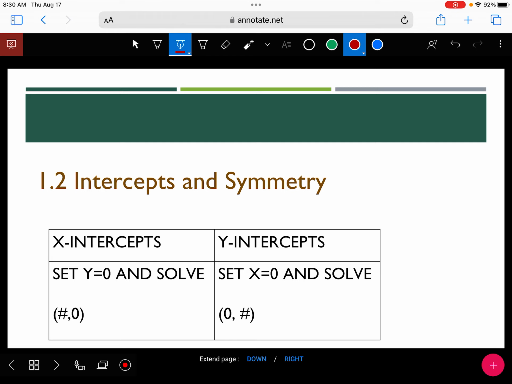If you don't remember how to find the x and y intercepts, to find the x-intercept, you set y equal to 0 and solve. And to find your y-intercept, you set x equal to 0 and solve. So I'll give you a moment to look at that or copy that down. We have 3 questions that we're going to graph and then 2 that we don't graph.